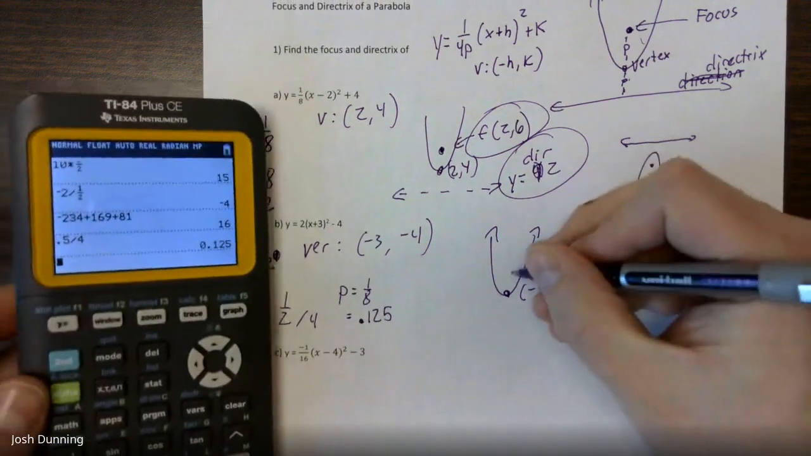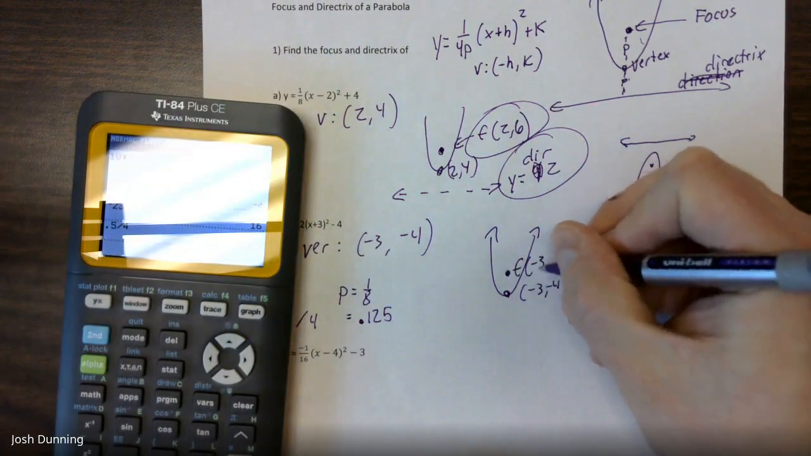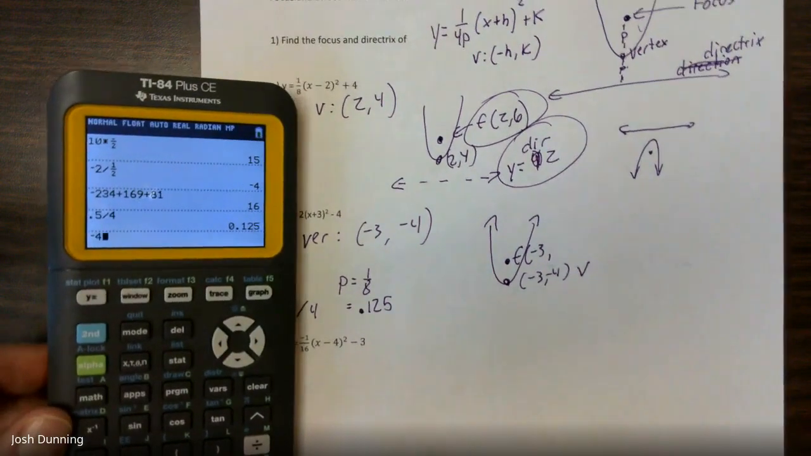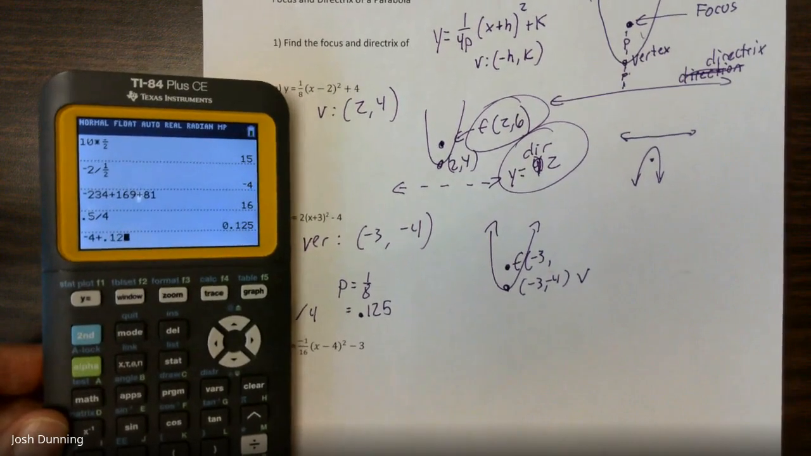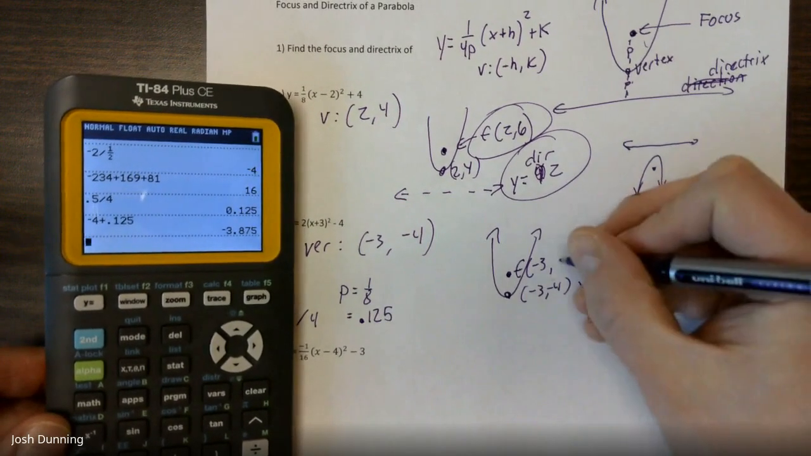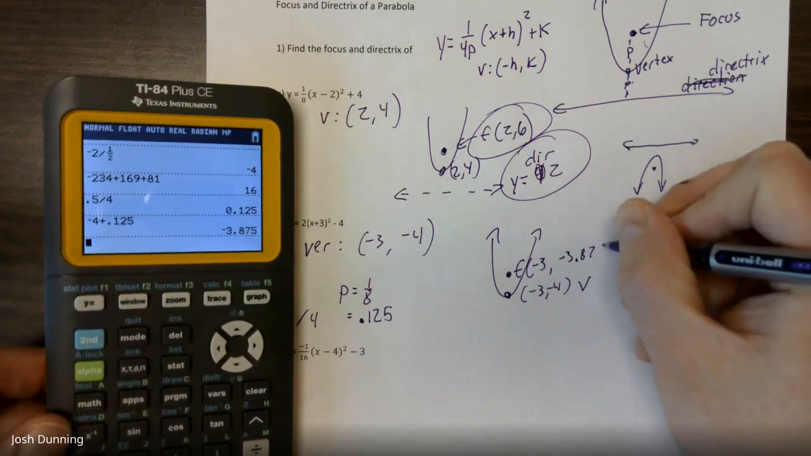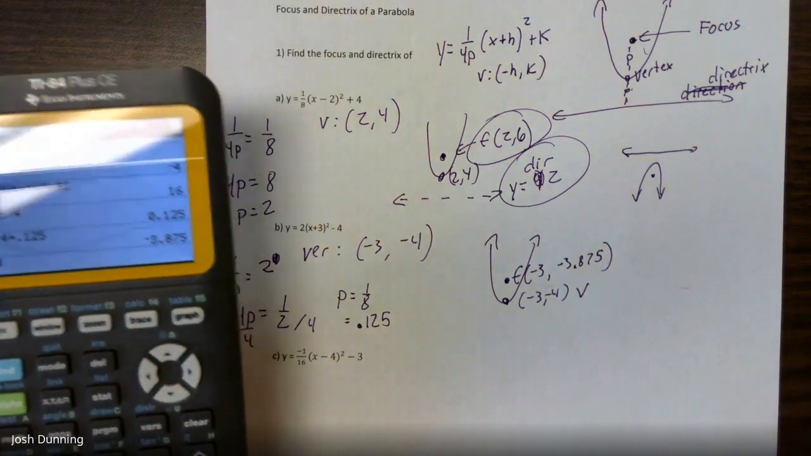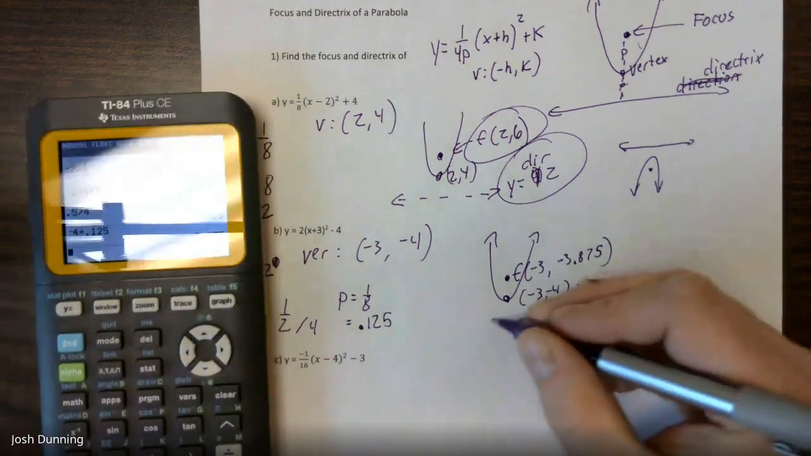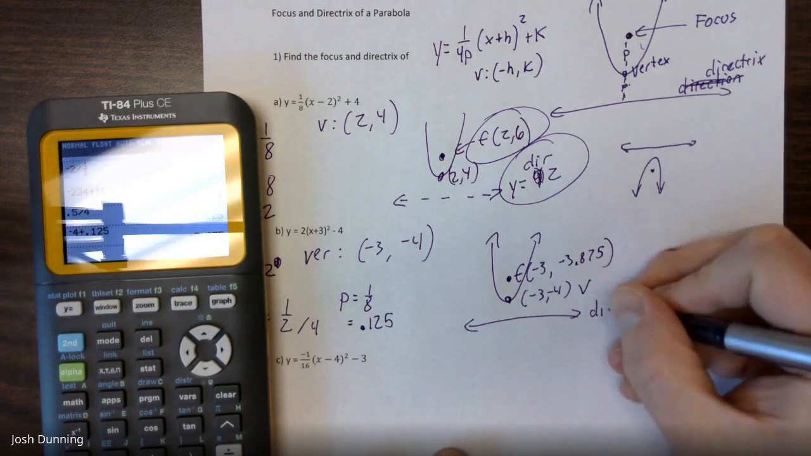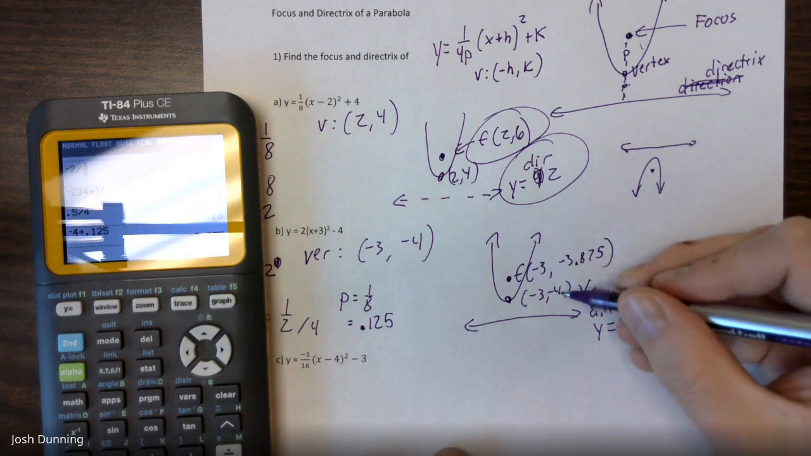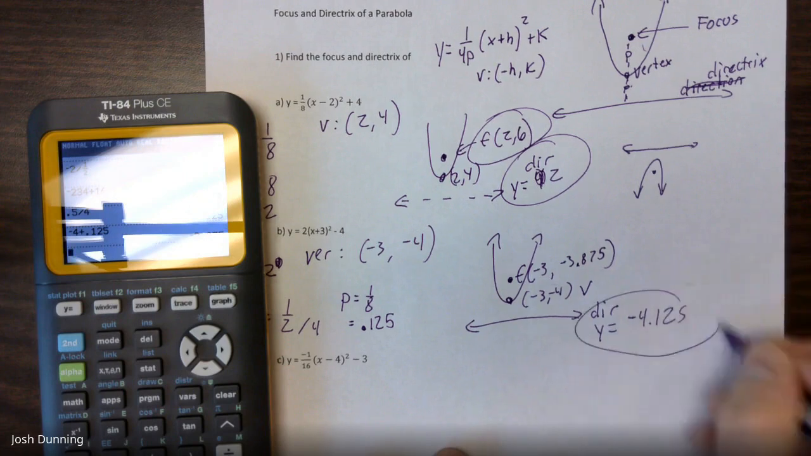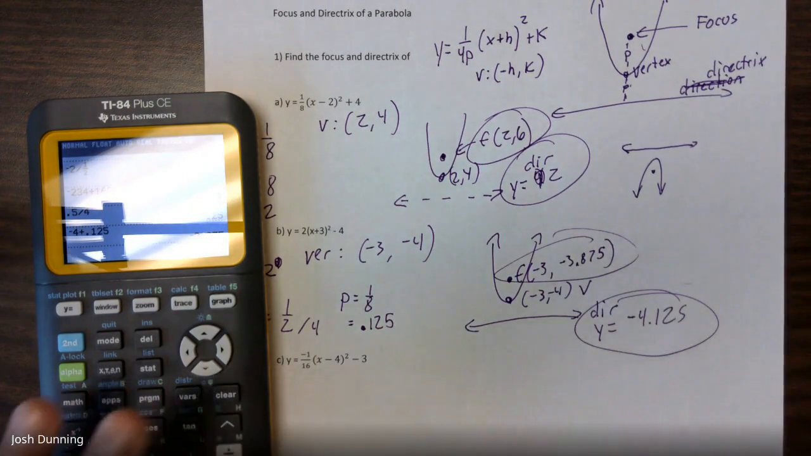So now your focus, and again, the focus is a point. We're not moving over, we're just moving up. So -4, if you need to use a calculator, -4 plus 0.125. Or, I mean, you could say -3 7/8. Doesn't really matter. And then the other way, the directrix will be going down 0.125, so it's -4.125. And there are your answers.